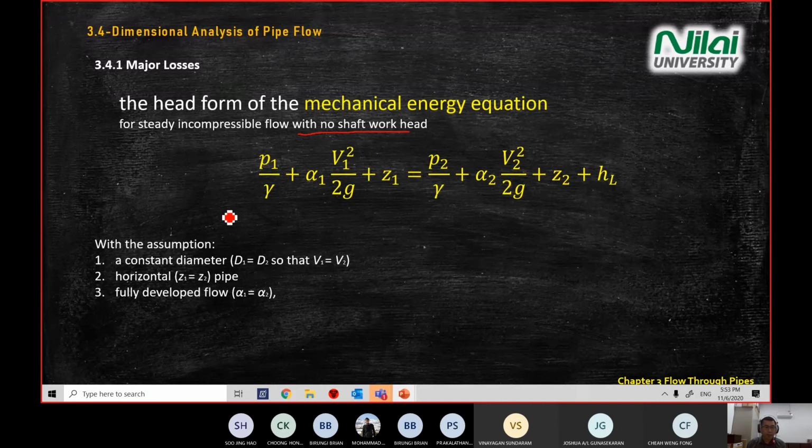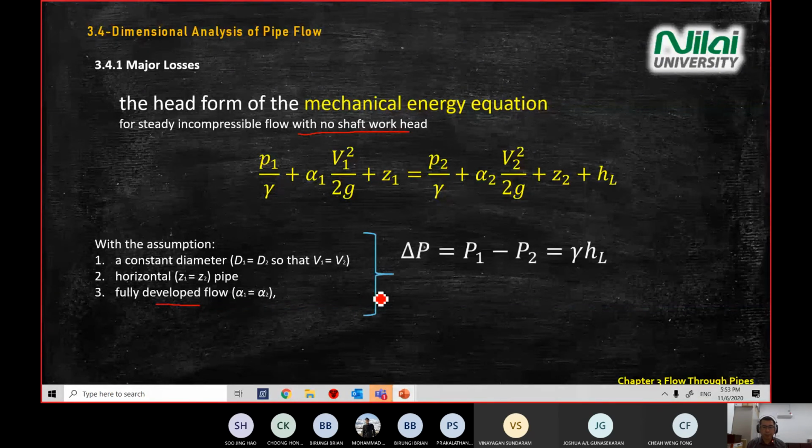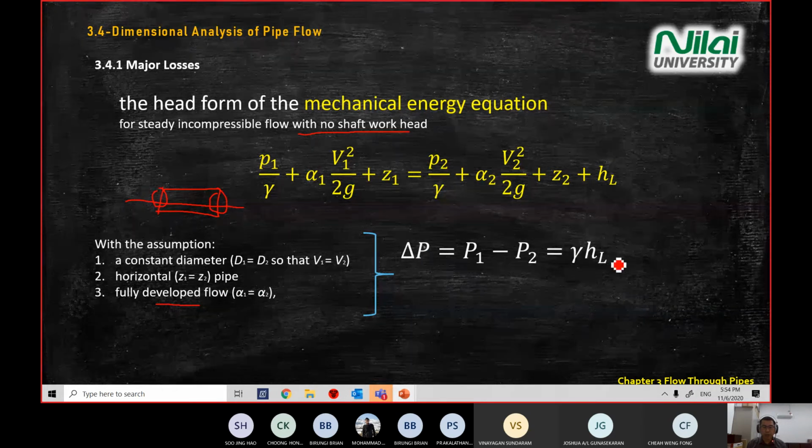So just as you see on the slide here, alpha 1, alpha 2 will have equal magnitude when you have a fully developed flow. And the rest will be the same. So when you have a constant D, your velocity will be the same. No elevation on pipe means horizontal pipe. Then Z you can cancel. Fully developed, these two terms are the same. Rearrange, the change of pressure will be gamma HL, right?